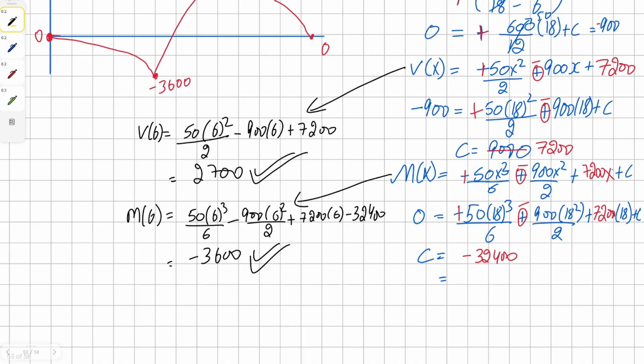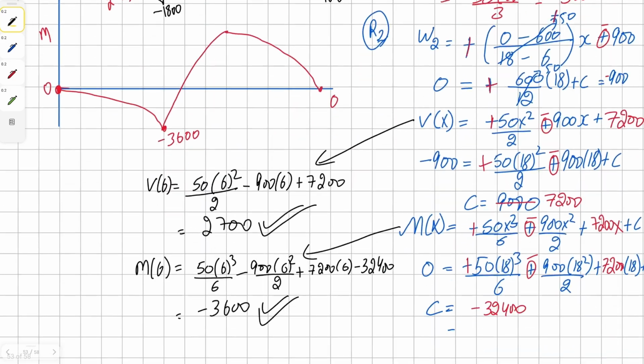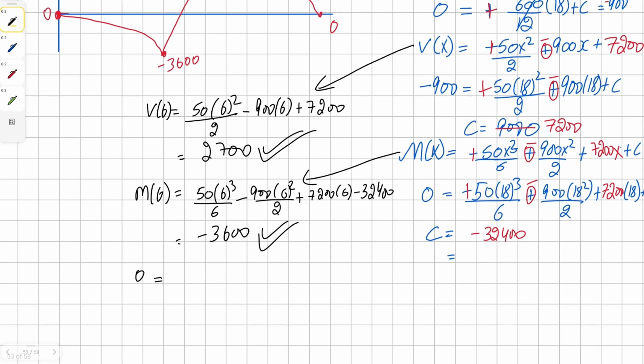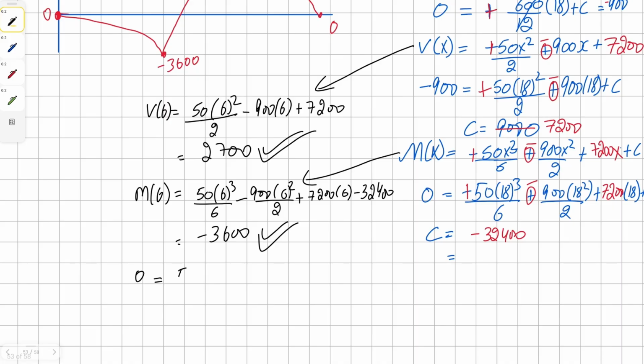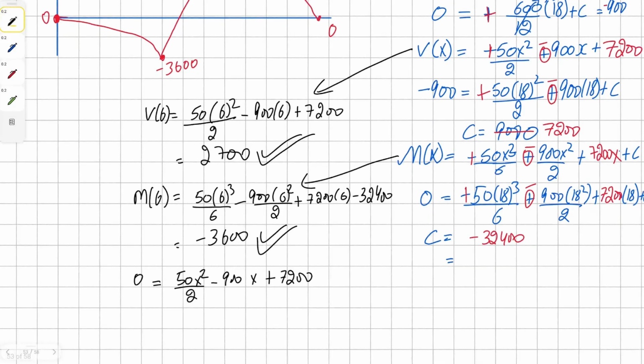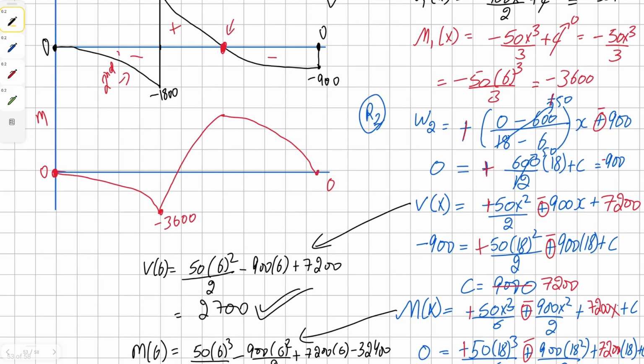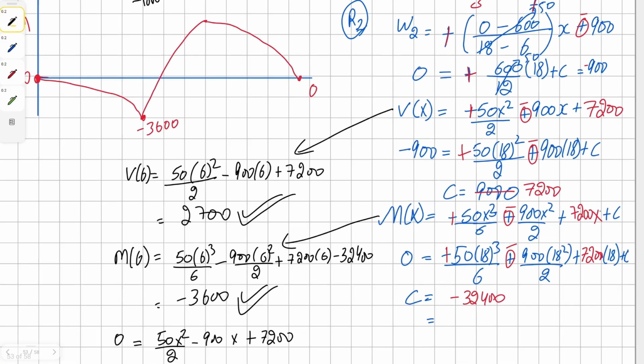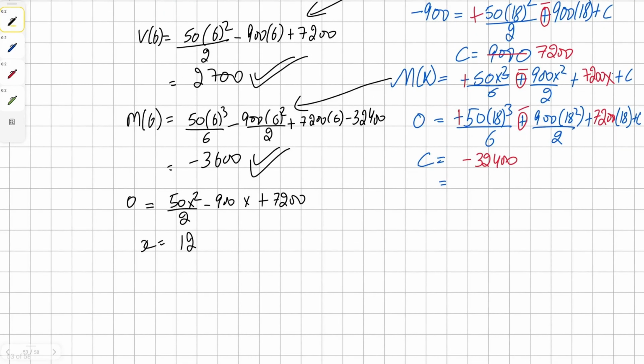Alright, so now that we have our equation set, let's find out where the intersection occurs for region 2. So we're going to have shear equals 0, positive 50x squared divided by 2, negative 900x plus 7200. Solving for x, we get our solution as positive 12. So that means this intersection is at 12 feet. And now we can plug the value of 12 into our moment equation to find our max value for the moment.